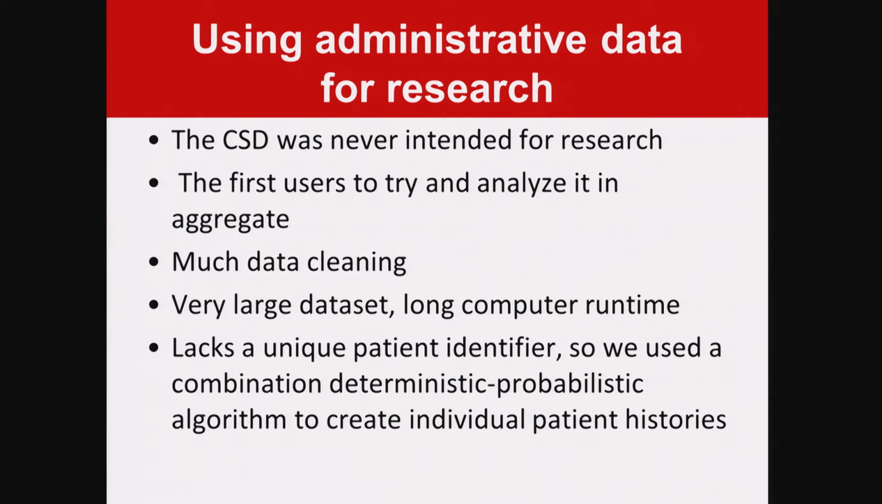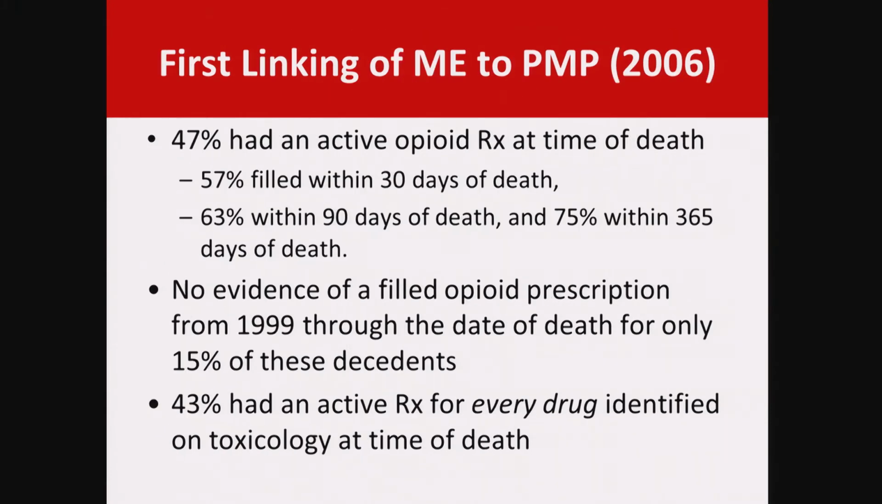There were also a really disturbing number of very young patients who were prescribed anti-anxiety and opioid medications, like 2- and 3-year-olds. And so we investigated further and discovered that there were dogs and cats in the database because this was data coming from pharmacy fills. But our biggest challenge was that the system lacked a unique patient identifier. And so we had to create a combination deterministic probabilistic algorithm to create individual patient histories. And that's gotten better over the years.